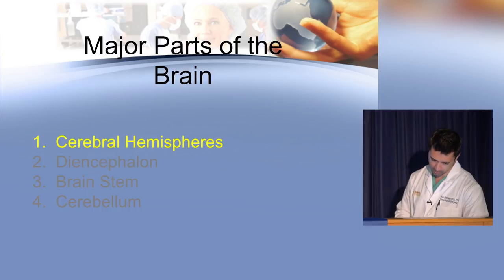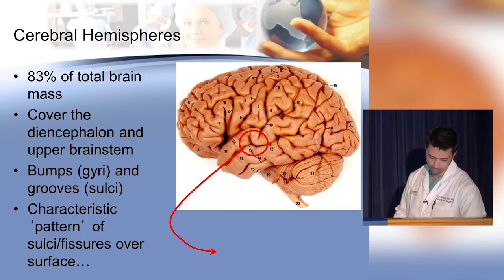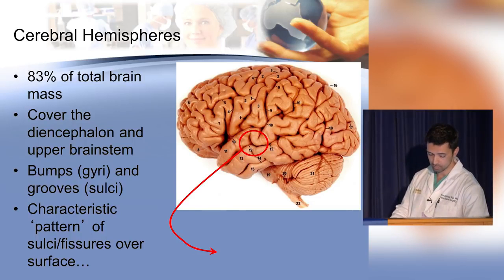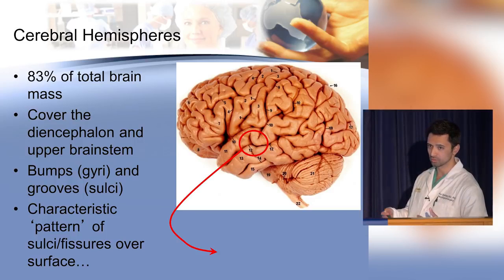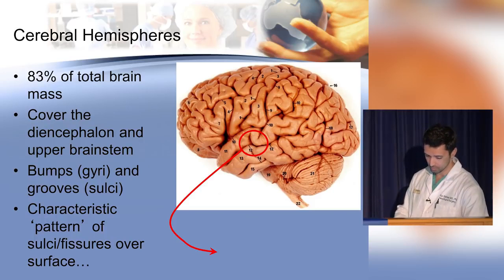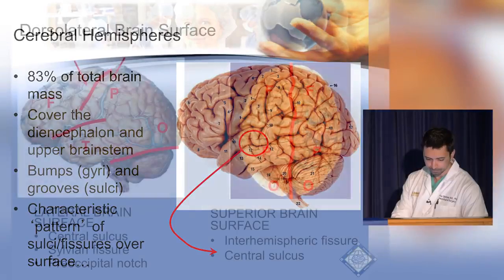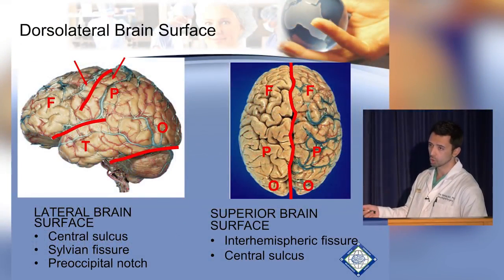Starting with the cerebral hemisphere, this really is the largest portion of the brain. It's about 83% of the total brain mass. It covers the diencephalon, it covers the midbrain, it sits above the cerebellum. It does have what at first glance looks like a random pattern of gyri and sulci, but as we know, there is a very unique characteristic pattern here that allows us to identify different regions of the brain and different functional areas. And the first level of dividing the brain into regions is dividing it into lobes.